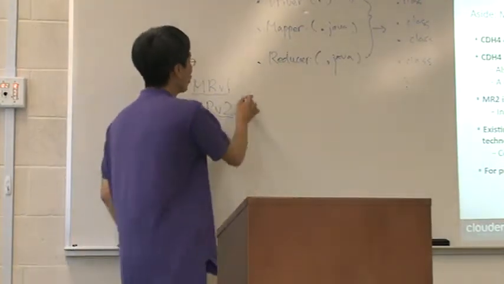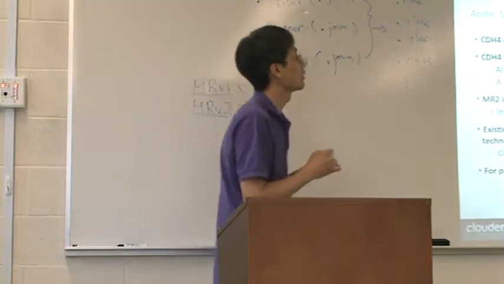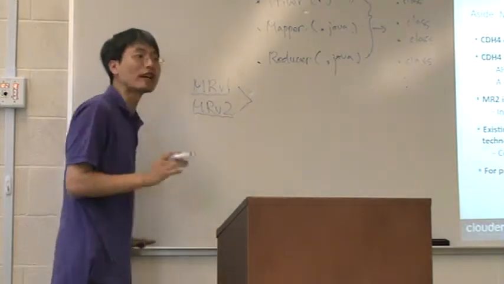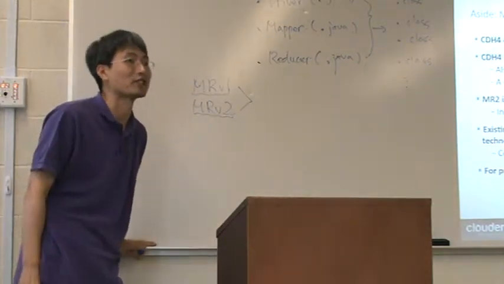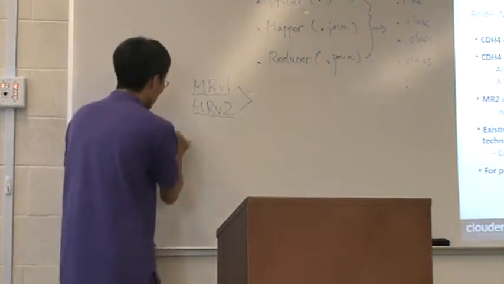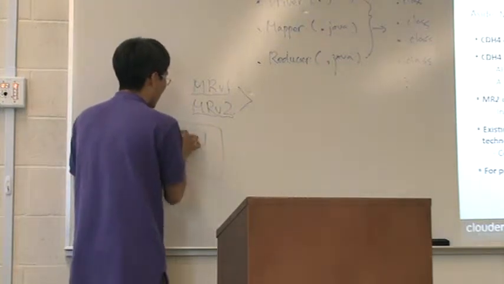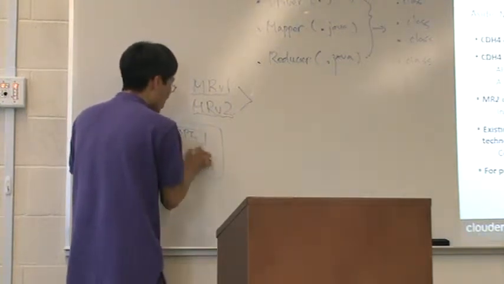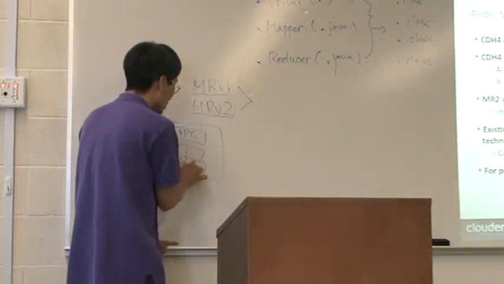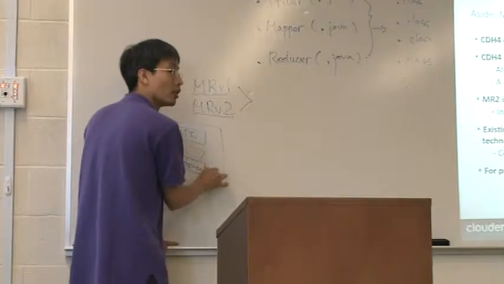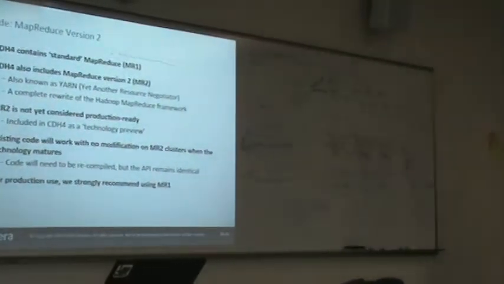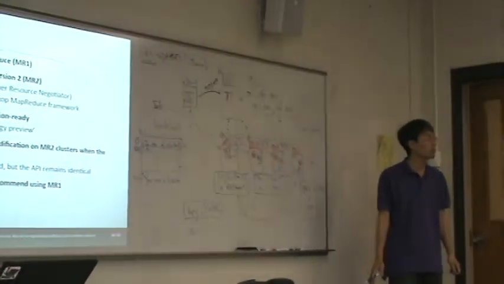The main difference between version 1 and version 2 is the resource manager. Actually, MapReduce is a system, we do not say MapReduce is a programming language. It's a system that includes many components like the programming API and others. One important part is the resource management, because that's the key part of MapReduce programming compared to traditional parallel programming.